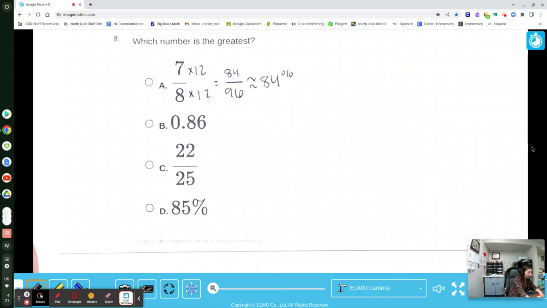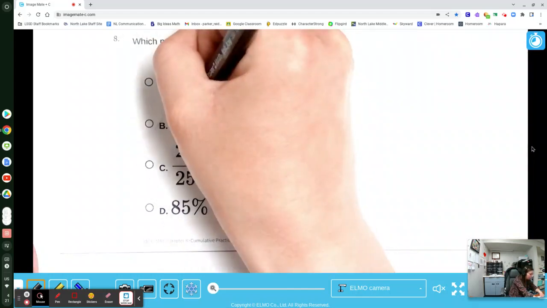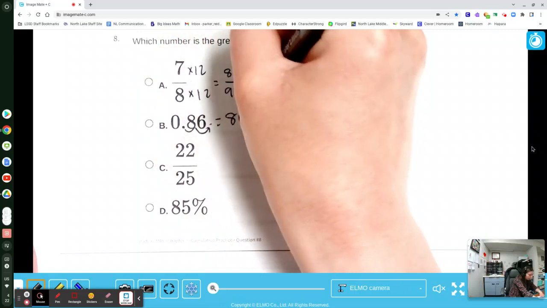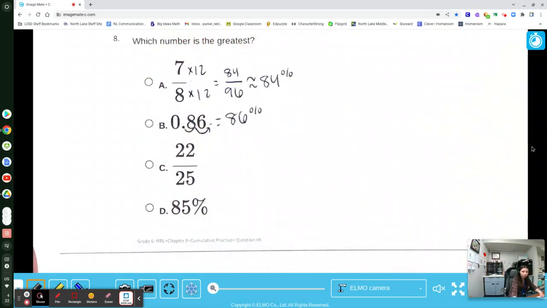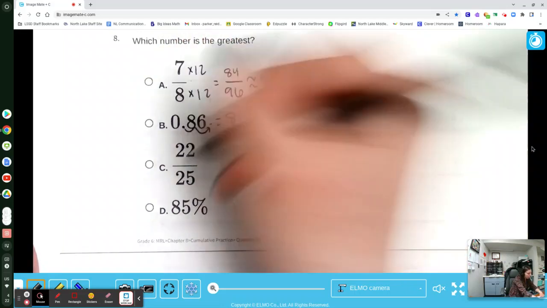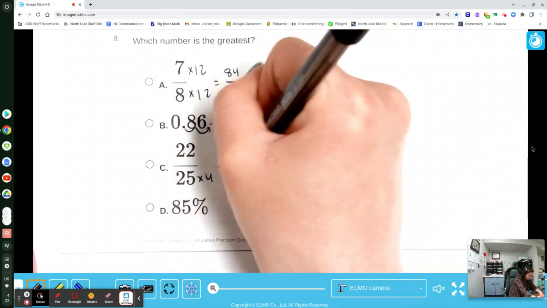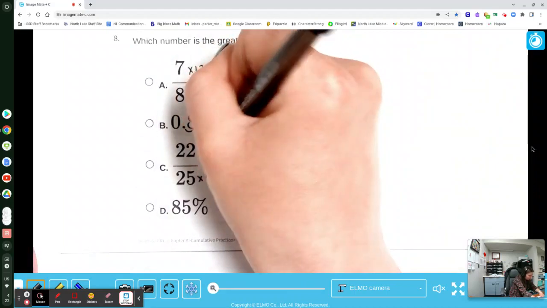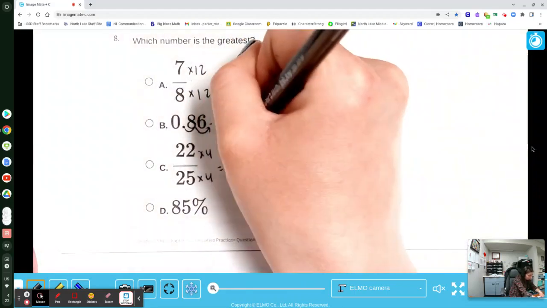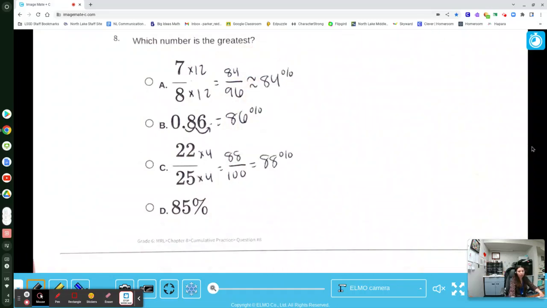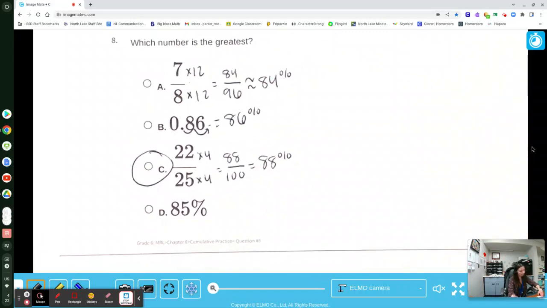All right, next I have a decimal. To turn a decimal into a percent, we move the decimal 2 spots to the right, 1, 2. That becomes 86%. For 22 over 25, I want to turn the 25 into 100, so I multiply it by 4. And then I do the same to the top. 22 times 4 is 88. So this one is 88%. And then our last one, 85%, that is already a percent. So it looks like the greatest out of these is 88%, 22/25.